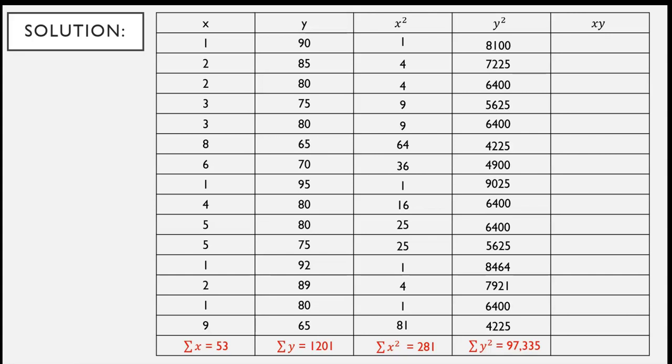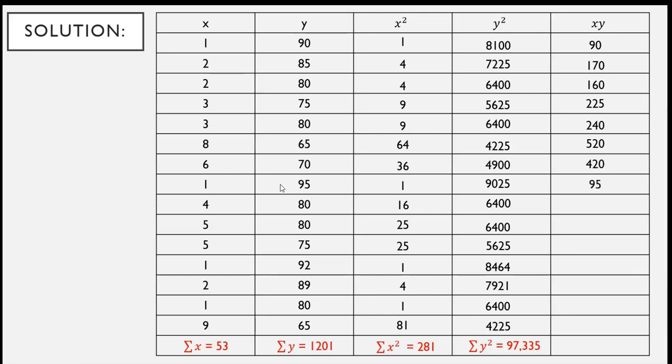So we need to multiply the values of our x and the values of our y. So for the first one, we need to multiply 1 times 90. The answer is 90. Next, 2 times 85. The answer is 170. 2 times 80, it's 160. 3 times 75, 225. 3 times 80, 240. 8 times 65 is 520. 6 times 70 is 420.